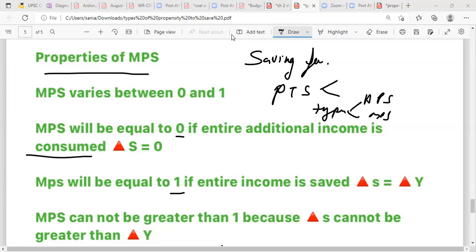Ma'am, yesterday I asked about the revenue budget and capital budget, right? I think I forgot to share that. I'm just sharing it. Okay, bye, ma'am.